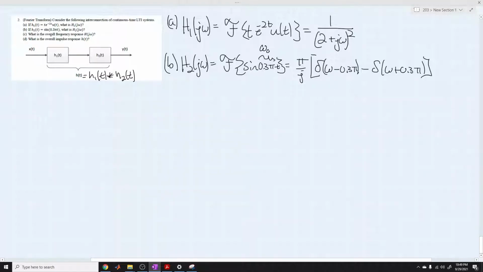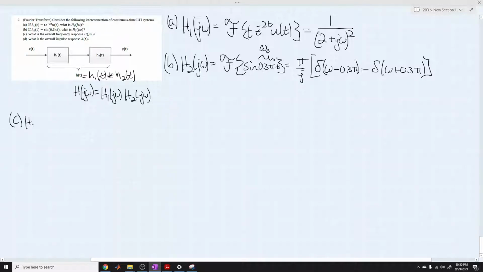Now, what is the overall frequency response H of j omega? Well, we know that h of t is equal to h1 of t convolved with h2 of t, and in the frequency domain, when we have two systems connected in series, convolution becomes multiplication. So big H of j omega is equal to big H sub 1 of j omega times big H sub 2 of j omega. And we can work that out right now.